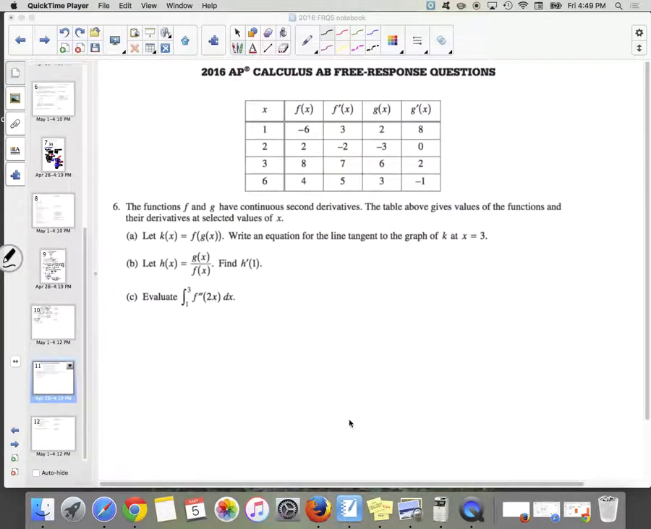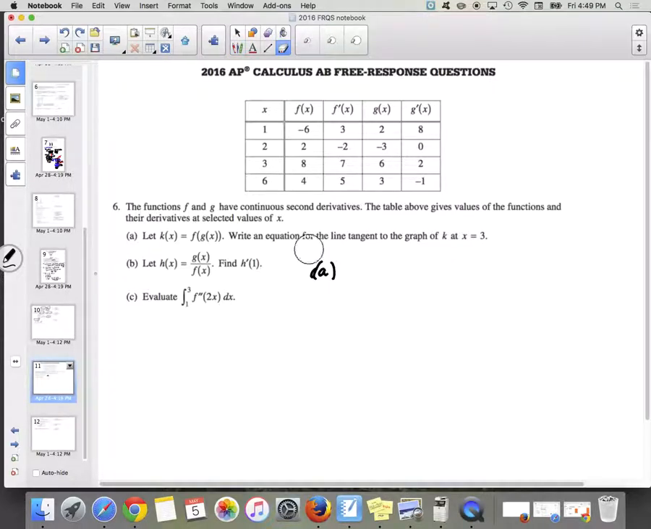Last question, 2016 number 6, is one of the chart problems. It says the functions f and g have continuous second derivatives. The table gives values for the functions and their derivatives at selected values of x. Part A says let k of x equal f of g of x. Write an equation for the tangent line. So we know when we're finding a tangent line, we find both the slope and the point. So we need to find k prime of x to find the slope.